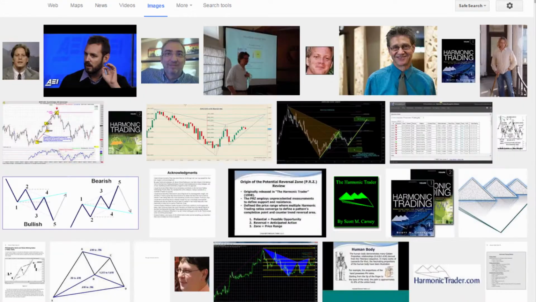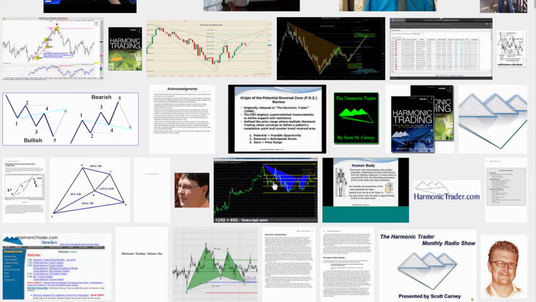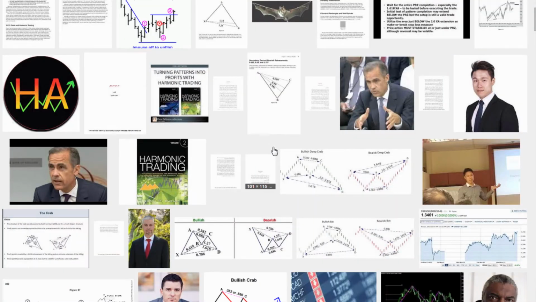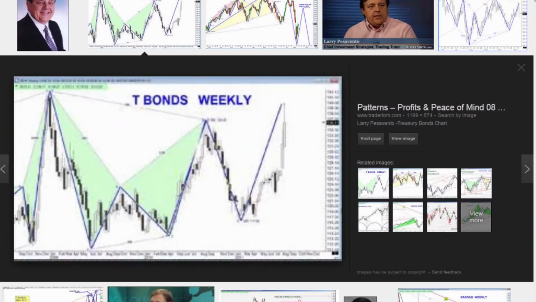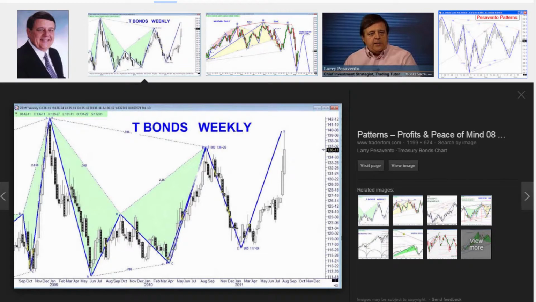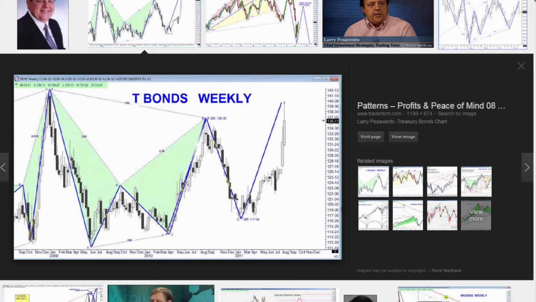Harmonic trading, here it is. Scott came and put his thinking behind it, and everybody has their own interpretation. Scott doesn't really recognize Bryce and Larry, and Bryce and Larry don't recognize each other. So harmonic patterns really came from Larry Pesavento, who's a friend of mine, and he's very close with my former partner and a friend of mine.